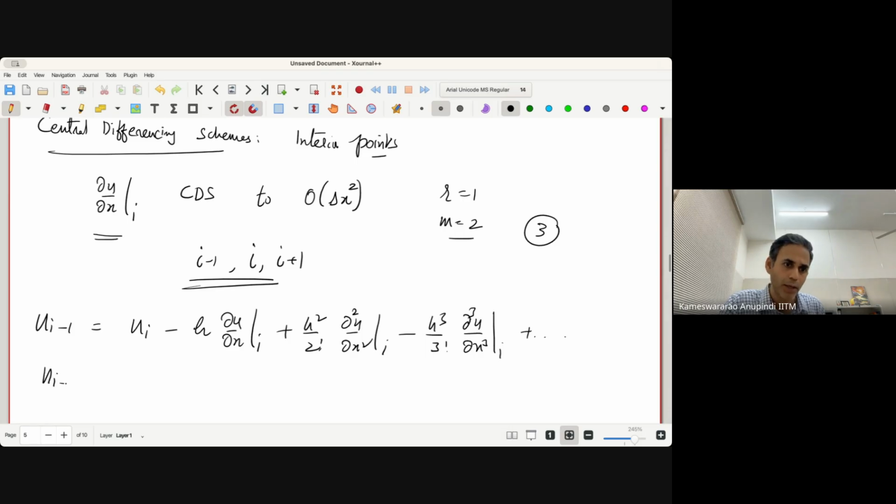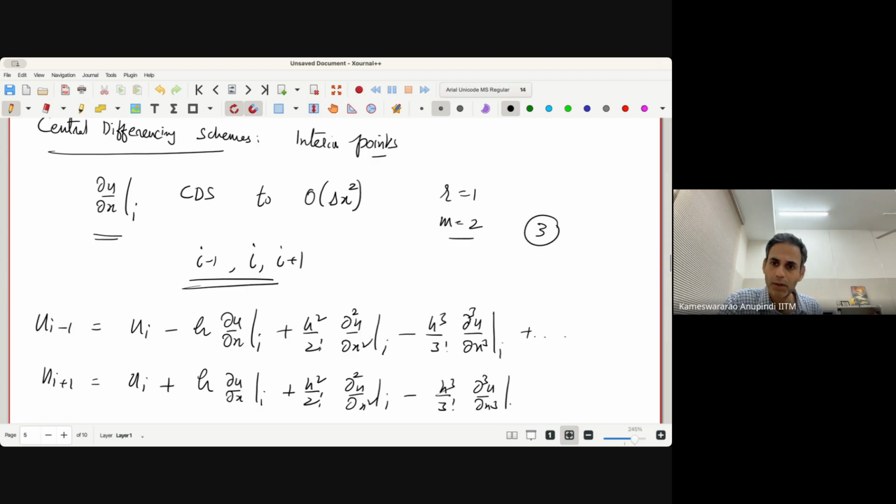Similarly, Ui plus 1 is going to be Ui plus h times partial U by partial x at I plus h square by 2 factorial partial square U by partial x square at I plus h cube by 3 factorial partial cube U by partial x cube at I, and so on. Okay, so this is plus.